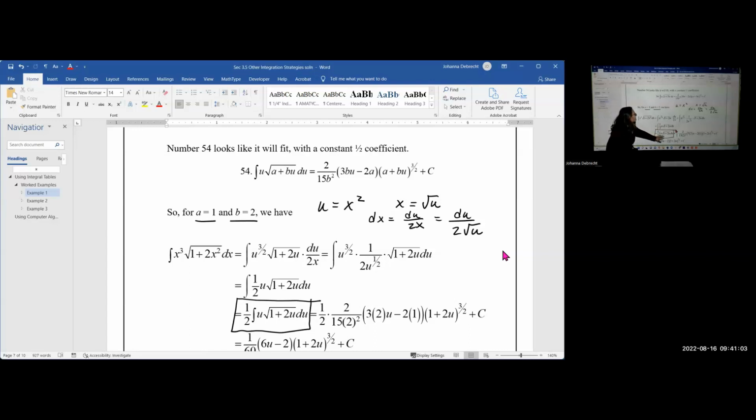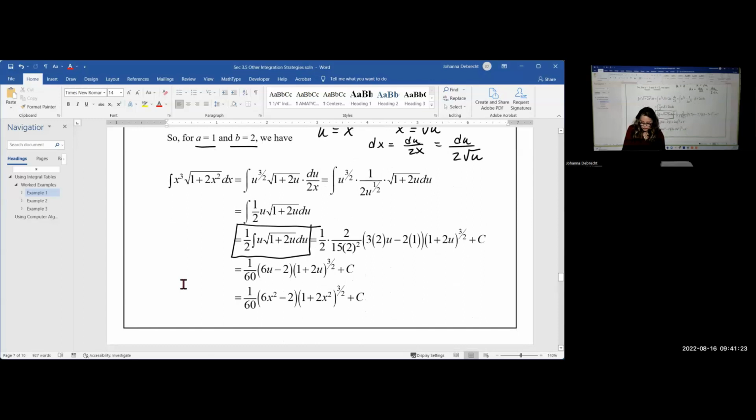We have the pattern now on the left. Compare the pattern on the left to what you see up here on the left in 54. a is 1, b is 2. Now take what is on the right side and use that to find the solution to your particular integral.